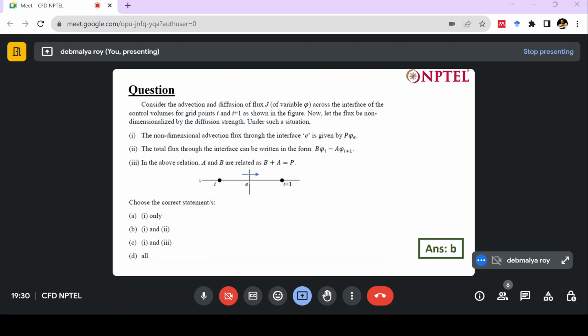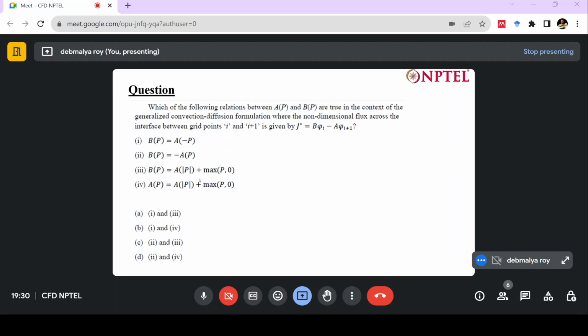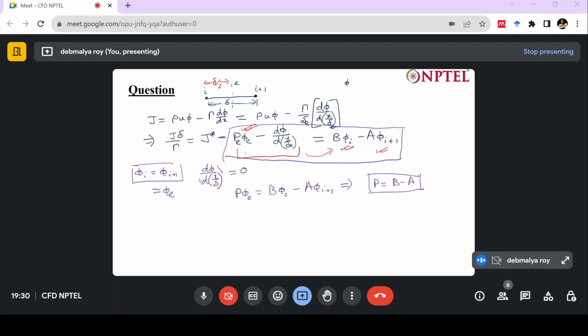Okay. Let's move to the next question. All right. So this is an extension to the previous question. So here we have developed a few ideas about this A, B, and the Peclet number. So B and A are nothing but coefficients which we have defined for our own benefit, so that we can handle the grid points, handle this flux with the help of the grid points phi I and phi I plus 1. We are interested in finding out phi I and phi I plus 1 at the end of the day. We are not interested in the interfaces.